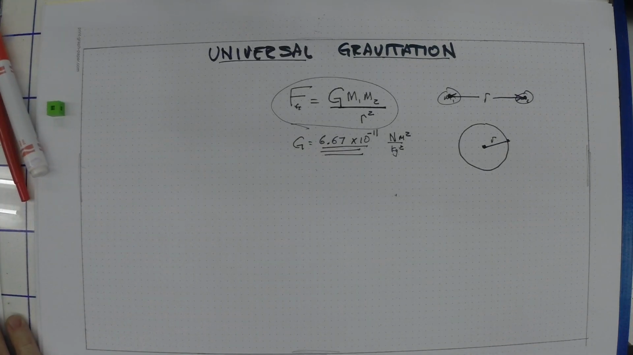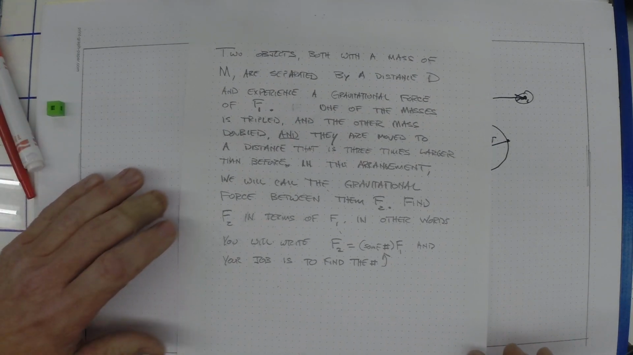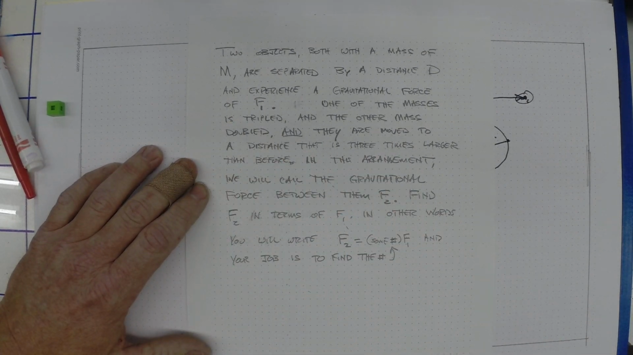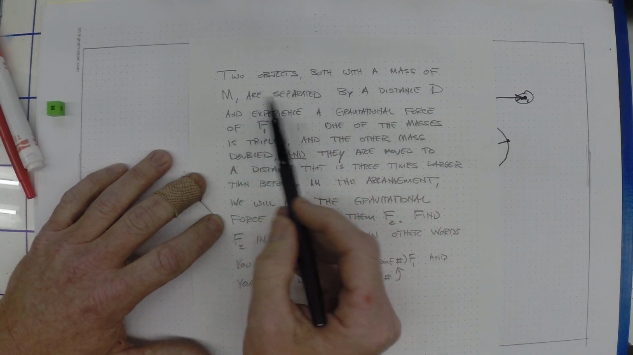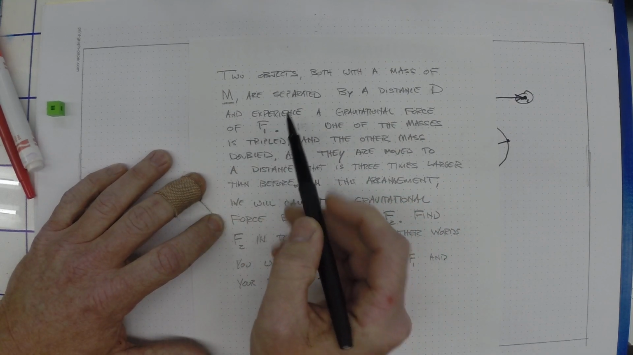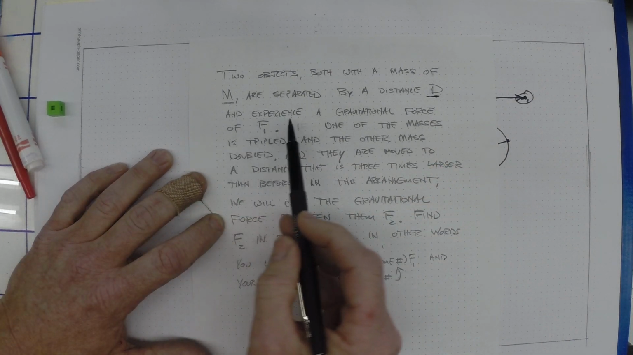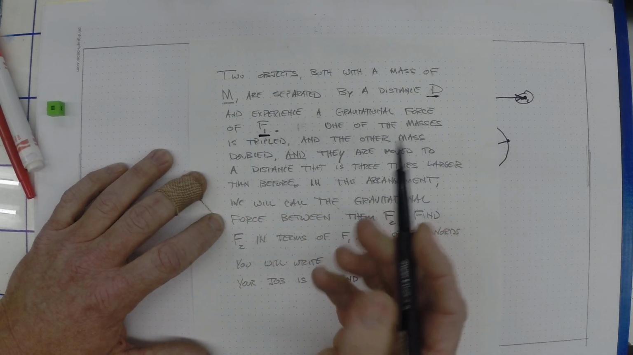Another situation you're going to run across, and this is where the algebra becomes an issue. It's a little bit wordy, I recognize that, so you might want to pause and read it through. But the idea is this. You have two objects, both with the same mass, m initially, and they're separated by a distance, we'll call it capital D. And they experience a gravitational force that we call F1.